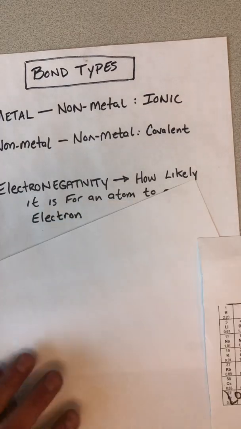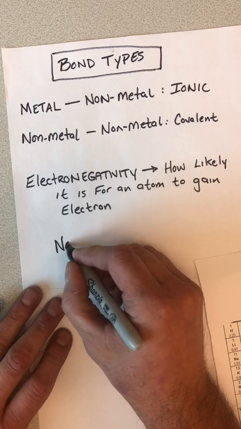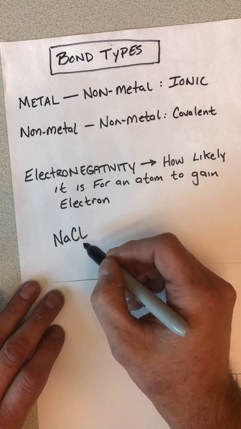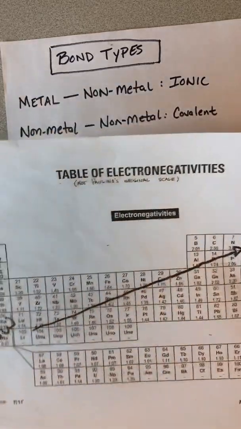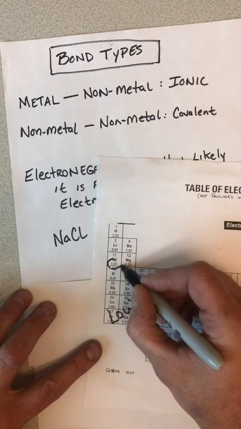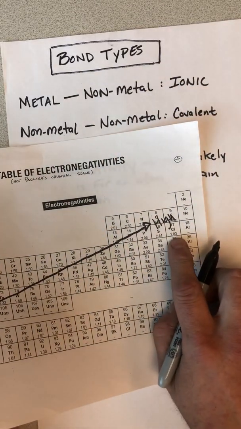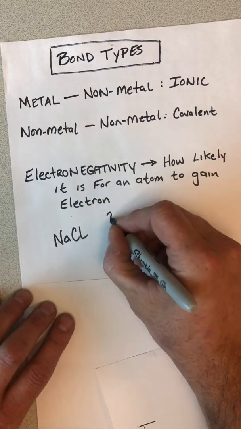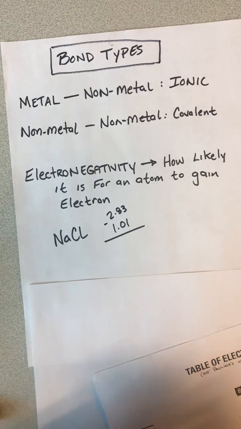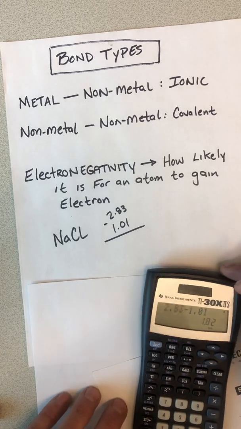Let's look at an ionic setup here, sodium chloride. To determine the bond strength of the bond that's holding the sodium ion to the chloride ion, we're going to take the difference in the electronegativity values of both elements. Sodium, we find where we usually find it here. Its value is 1.01. And chlorine, we're going to find over here, and that value is 2.83. When we subtract those numbers, it's going to give us a number answer. So let's do that: 2.83 minus 1.01 gives us a value of 1.82.